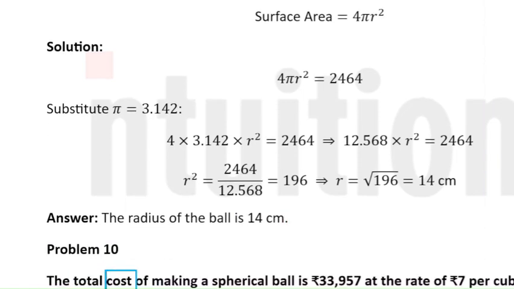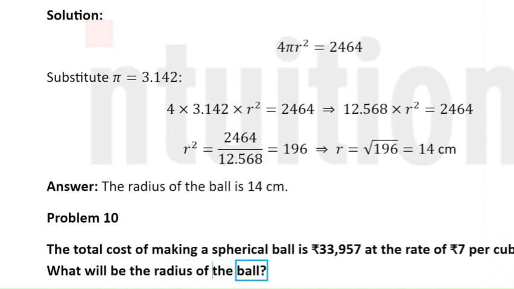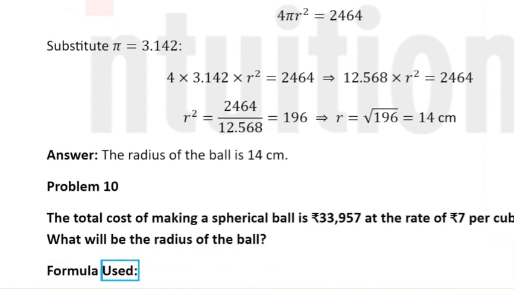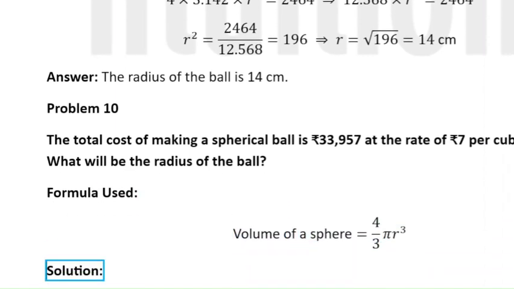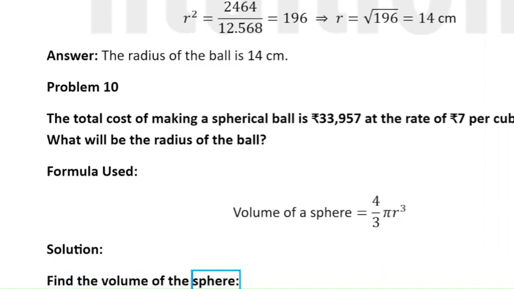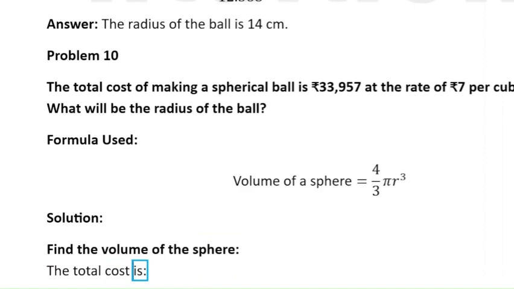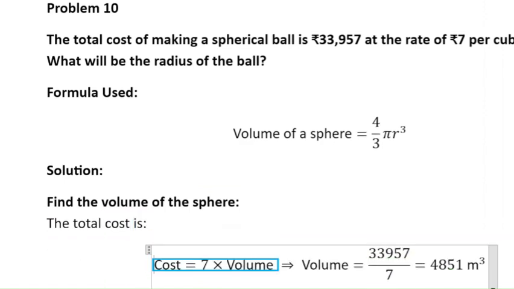Problem 10. The total cost of making a spherical ball is 33,957 rupees at the rate of 7 rupees per cubic meter. What will be the radius of the ball? Formula used: volume of a sphere equals 4/3 pi r cubed. Solution. Find the volume of the sphere. Cost equals 7 times volume implies volume equals 33957 over 7 equals 4851 m cubed.